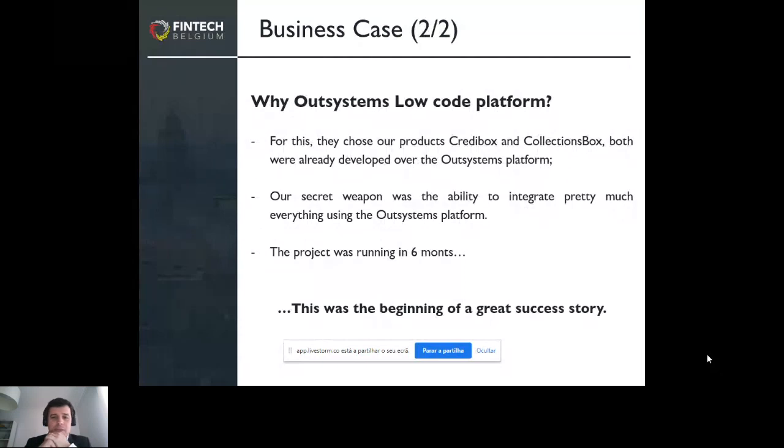So why did they choose a low-code platform? Well, in this case, the products that they chose to go with were Creditbox and CollectionBox, which were already developed over the OutSystems platform. So it was like an accelerator that we have here to fulfill the timeline that they had in mind. And our secret weapon at that time was the ability to integrate pretty much everything with the OutSystems platform. We confirmed that in this project. So the project was running in 6 months, and this was the beginning of a great success story.